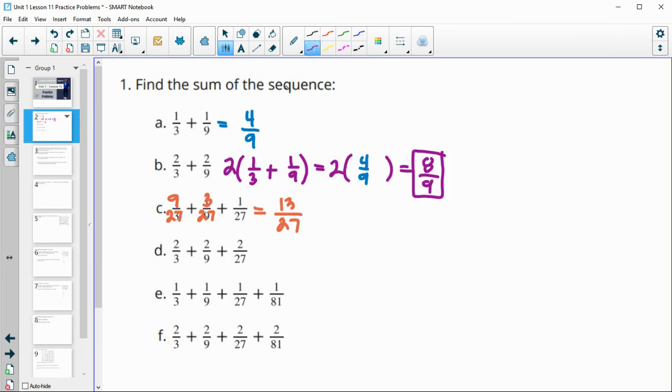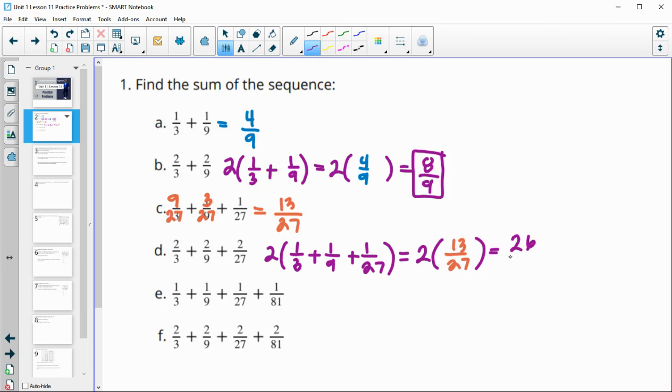Now we're going to see that same thing happen down here where we just have 2's. So we can divide a 2 out. This will give me 1/3 plus 1/9 plus 1/27 when I divide that 2 out. So this is going to just be 2 times 13/27 because we already multiplied that. So now we're just going to double this. 2 times 13 is 26 over 27. Because remember, 2 is like 2 over 1, and you're just multiplying tops times tops. So 2 times 13 is 26, and 1 times 27 is 27.